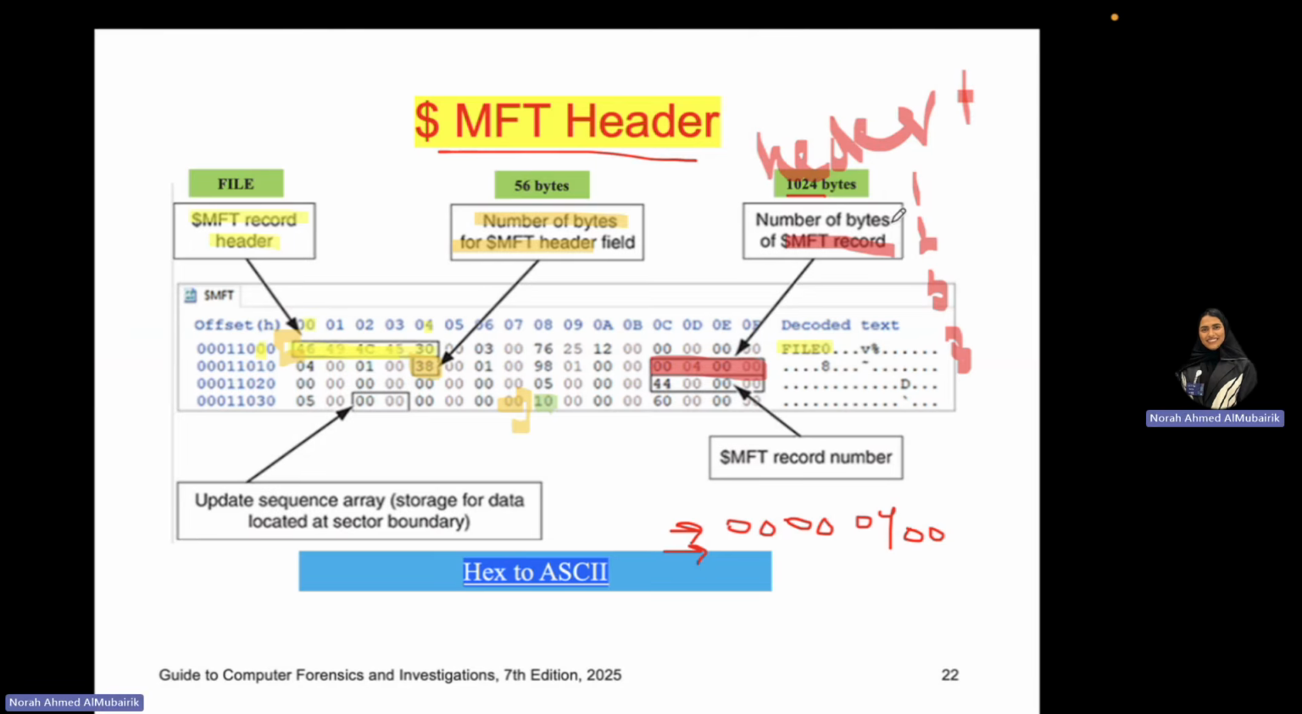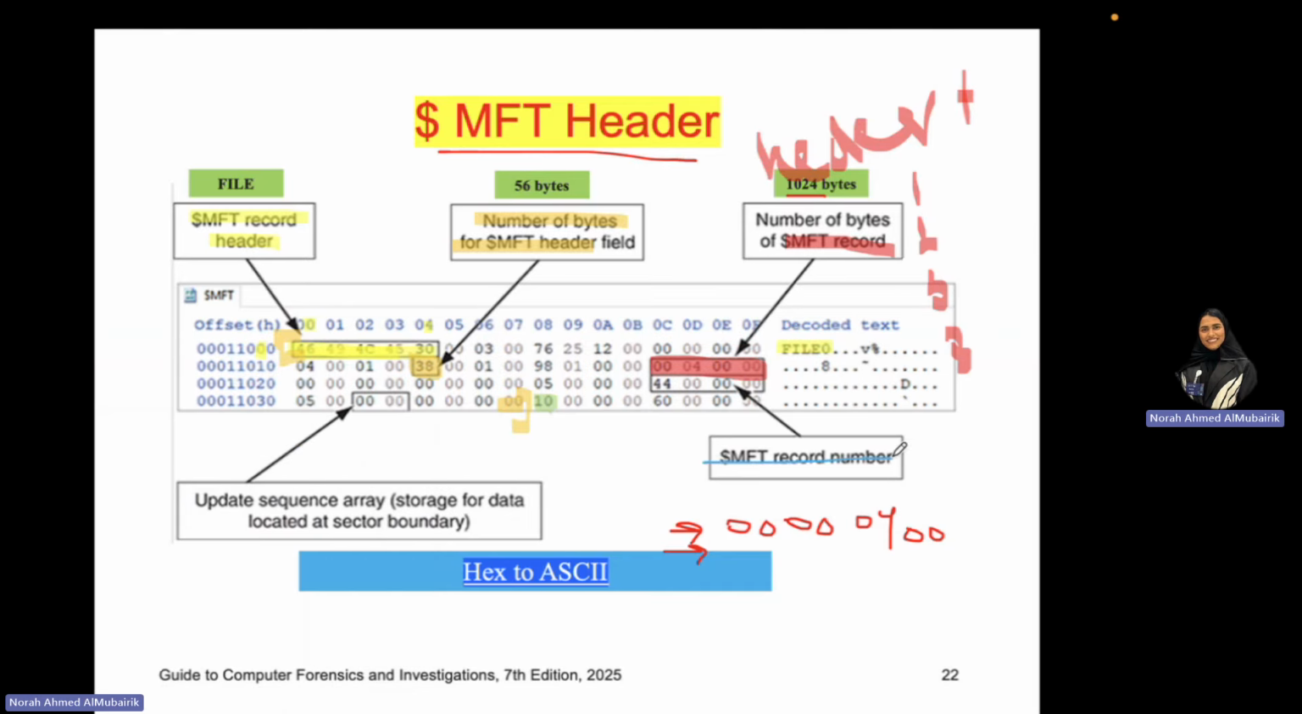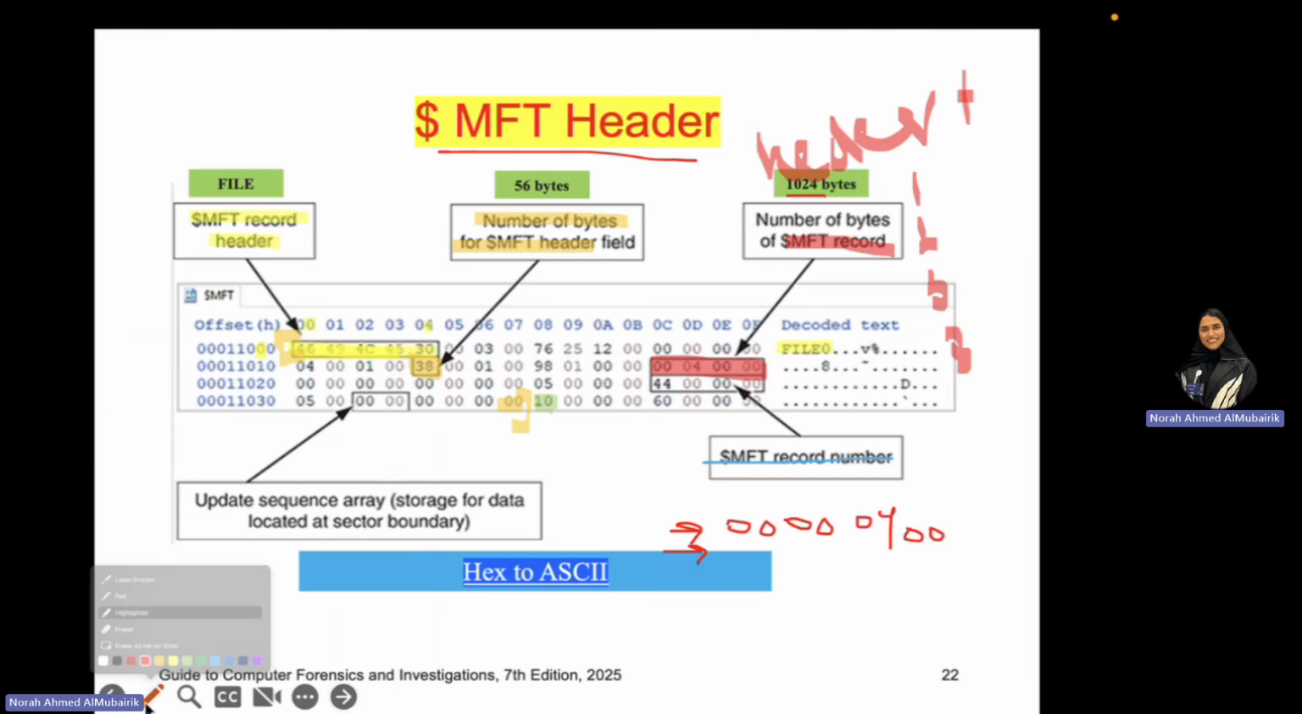So underneath this number of bytes for the MFT record, I will see the MFT record number, because I might have 10,000 files or 20,000 files. So each MFT record has a number. So what is this number? The last thing is the record number. For example, in university, you have an ID. This is the ID of the MFT record.